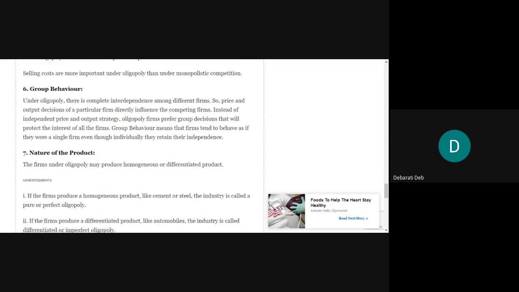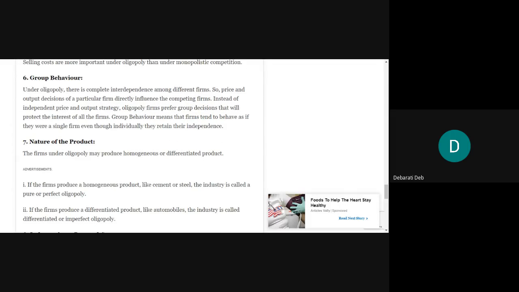Then group behavior. Under oligopoly, there is complete interdependence among different firms. So price and output decisions of a particular firm directly influence the competing firms. Instead of independent price and output strategy, oligopoly firms prefer group decisions that will protect the interest of all the firms. Group behavior means what? That firms tend to behave as if they were a single firm, even though individually they retain their independence. Okay, so there will be group behavior in the setting up of prices in the oligopoly market.